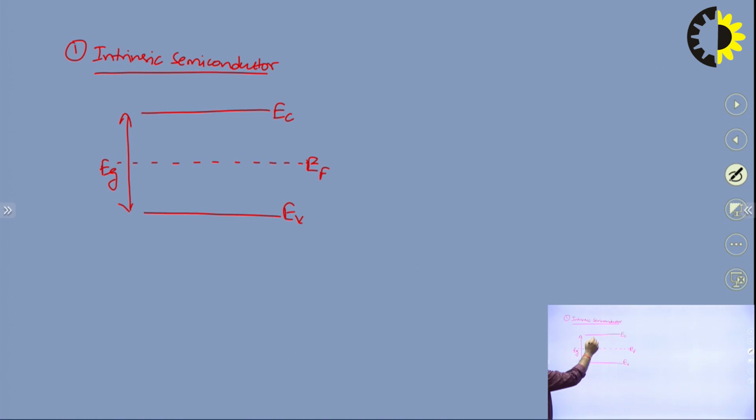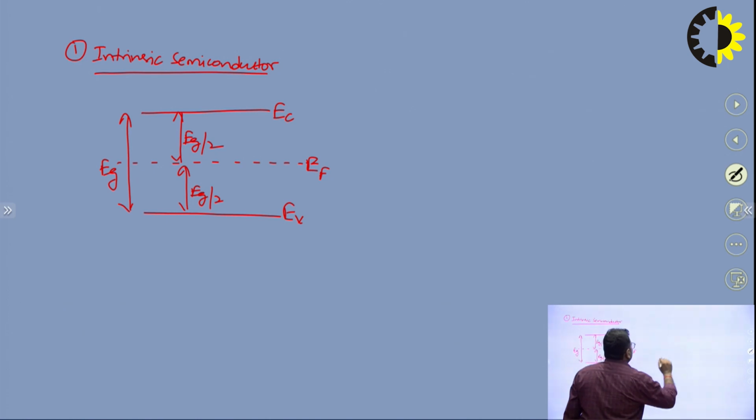Now this energy will be Eg by 2, and similarly this energy will be Eg by 2, as this Fermi level is lying in the middle of the energy band gap. Now if we want to prove this, how can we prove that this Fermi level will lie in the middle of the energy band gap?